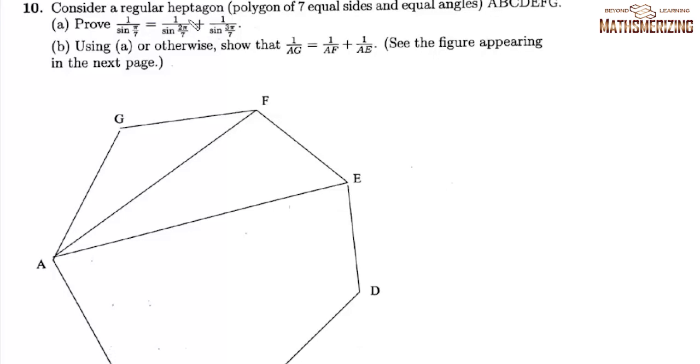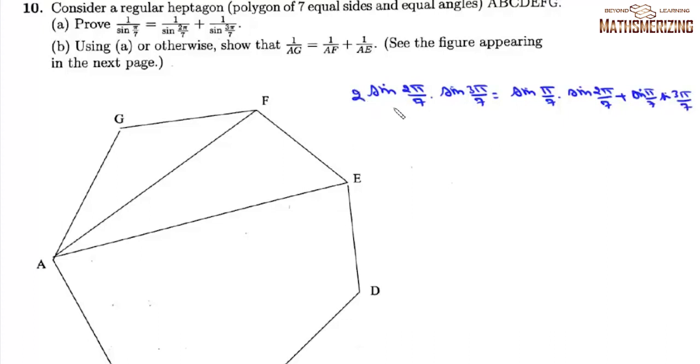Now question number 10 is: consider a regular heptagon ABCDEFG. Now prove that 1/sin(π/7) equals 1/sin(2π/7) plus 1/sin(3π/7). Now if we rearrange it, we can write this as sin(2π/7) sin(3π/7) will be equal to sin(π/7) sin(2π/7) plus sin(π/7) sin(3π/7).